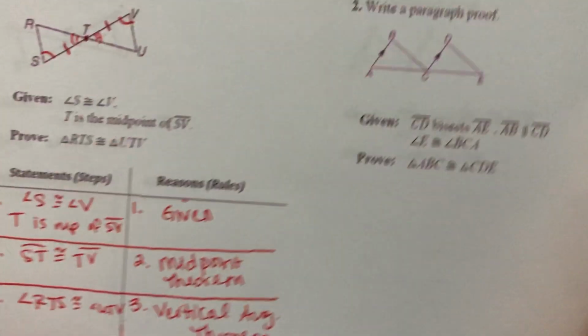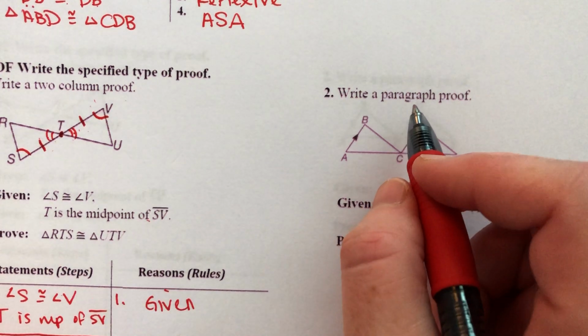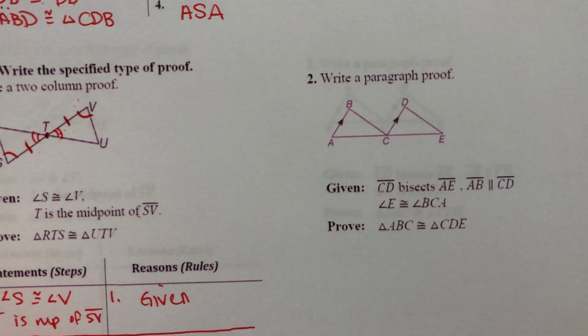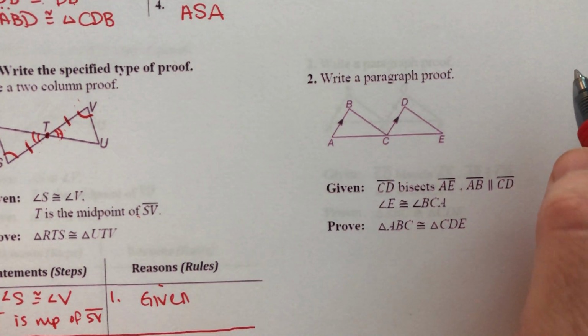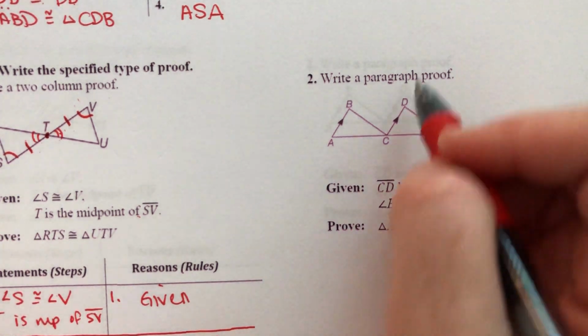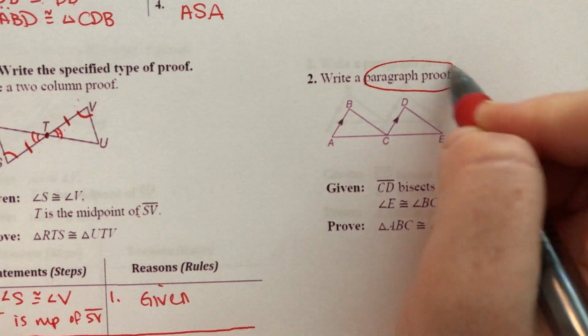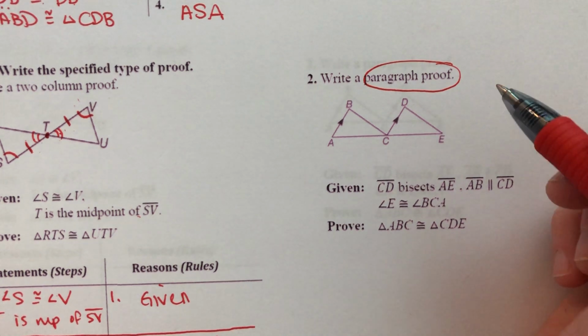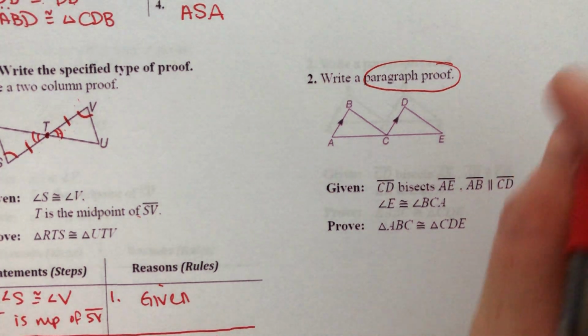Cool? All right, one more. This actually says write a paragraph proof, and you will be given that sometimes. I'm going to go over a flow proof today in the next video, so we can start using those as well. So for a paragraph proof, we're going to go over the same logical reasoning, but we're just going to kind of write a quick little paragraph, right?